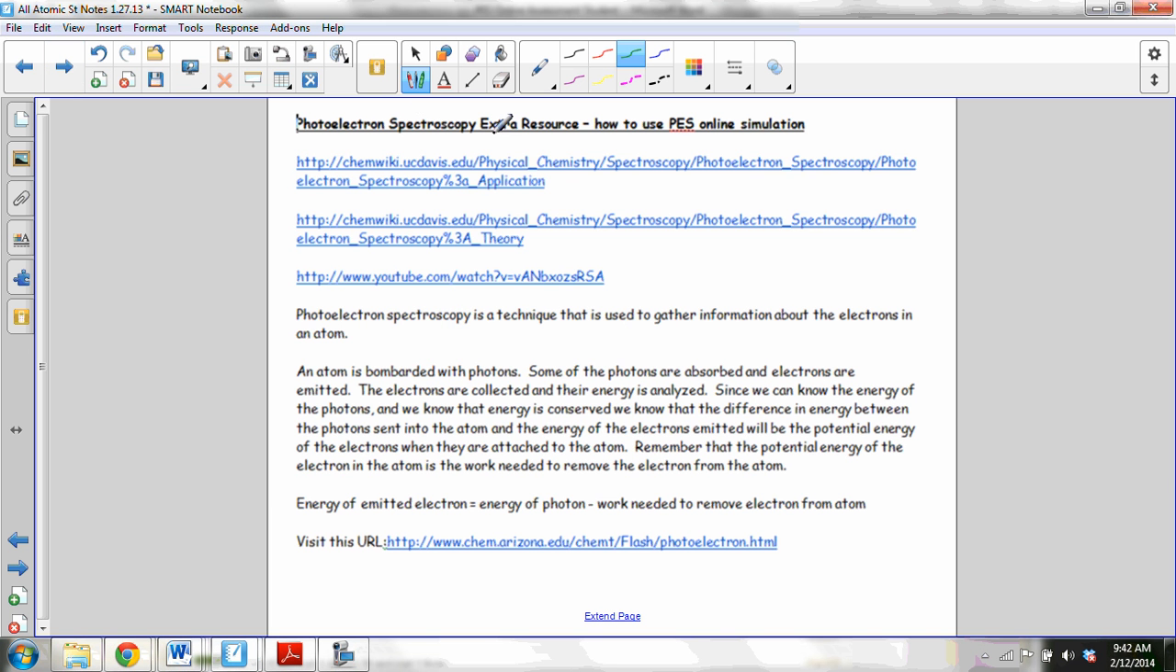The last thing is the extra resource that's going to be having the chem.arizona.edu link on it. This walks you through how to do a couple more PES, and it talks to you about the relative differences between a lot of different atoms. This is a resource I found online. It's also posted on the website, so I recommend this one as well.